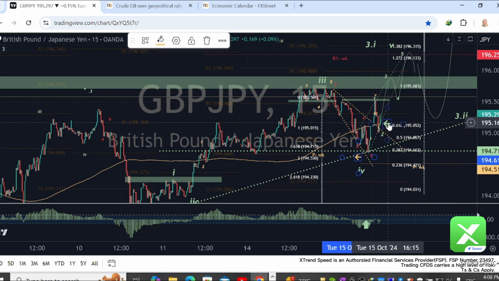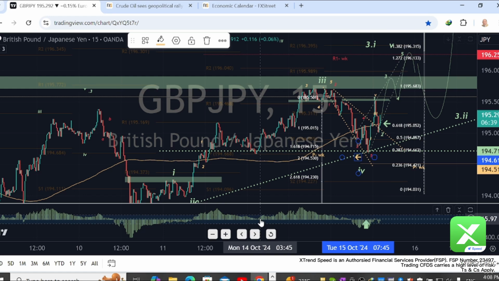If this hedge doesn't get opened, we take the long and we take it to resistance 1, 196. Resistance 1 today is 195.98, which is really 196. So we buy the long, take it to 196. This is a short-term trade.